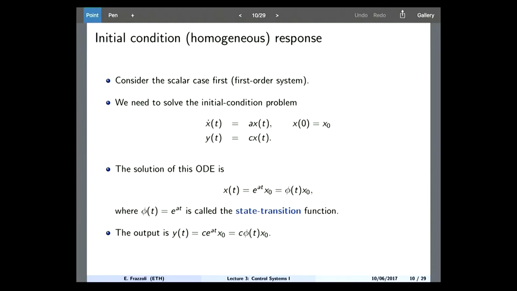Why is it called the state transition function? Because it's something that, multiplied to the initial condition, to the initial state, gives you the state at time t. Okay, I'm losing people here. Questions? A second to digest this stuff.